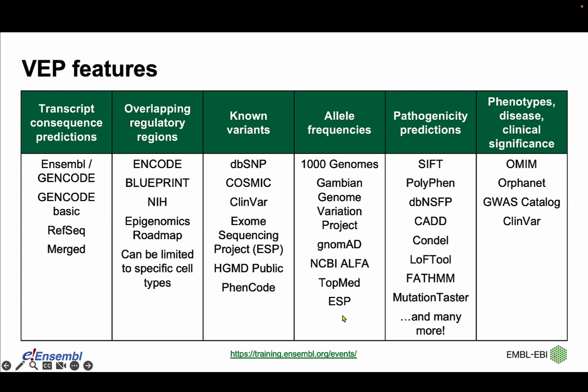So if you're interested in rare variants, you can apply stringent allele frequencies to filter out any common variants. For missense variants, you can retrieve a variety of pathogenicity scores, and we report any associated phenotypes, traits, clinical significance, and publications if available.